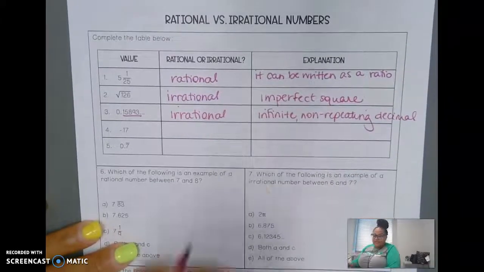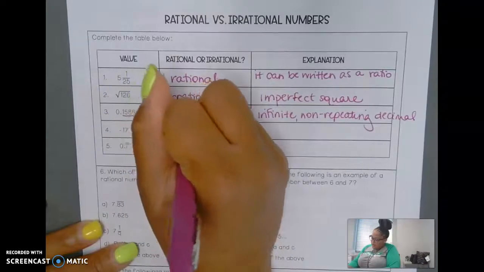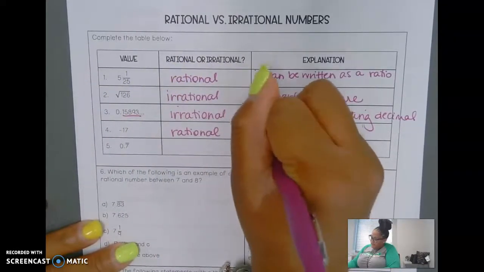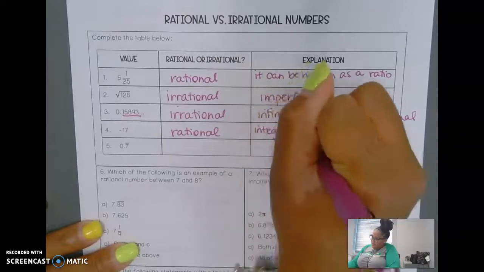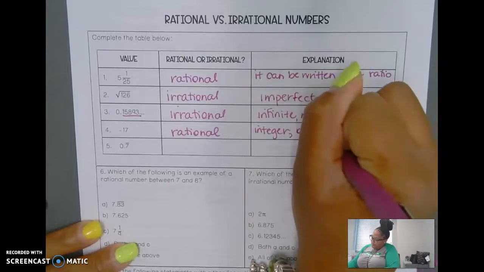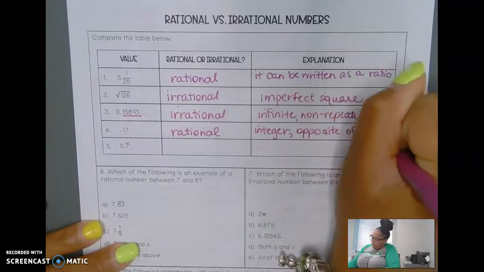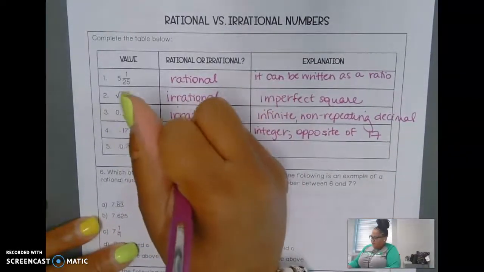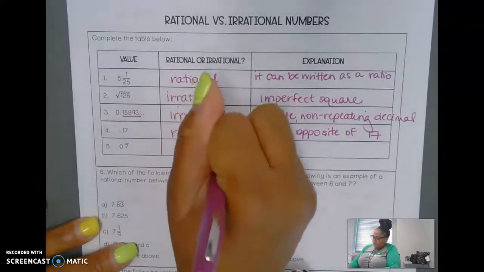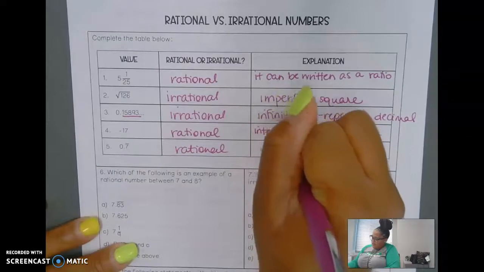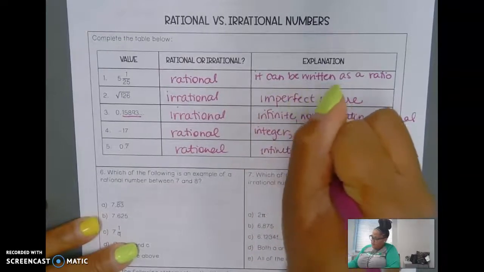Negative 17 is an integer, so that's a rational number. It's the opposite of 17. And 0.777 is a rational number, and it's an infinitely repeating decimal.